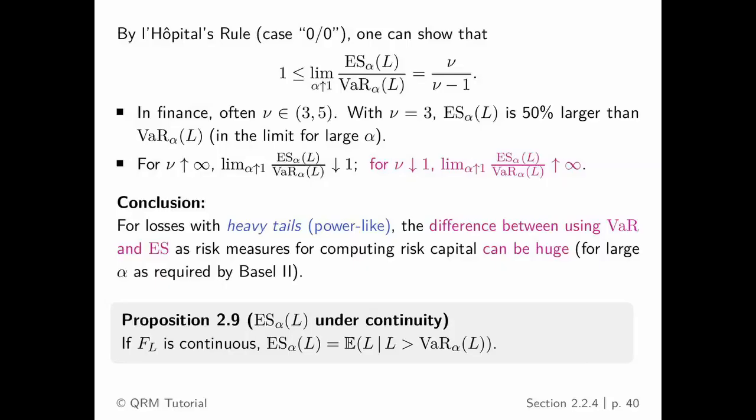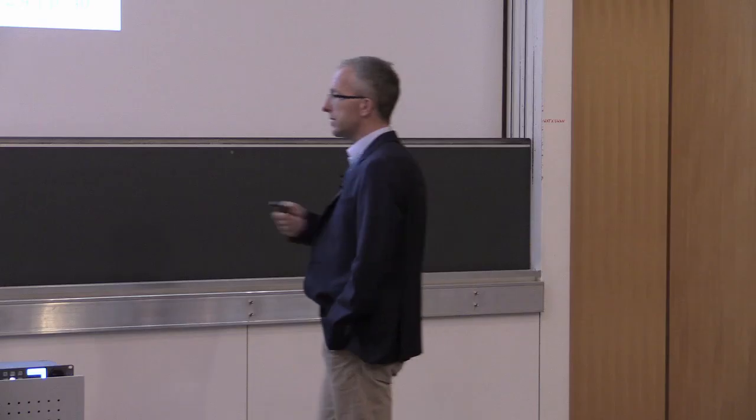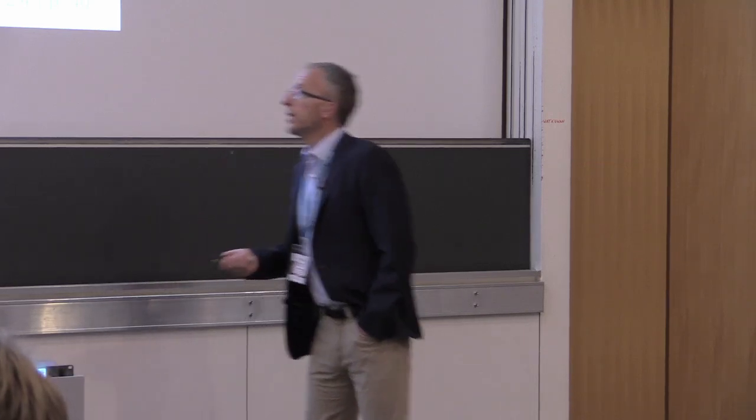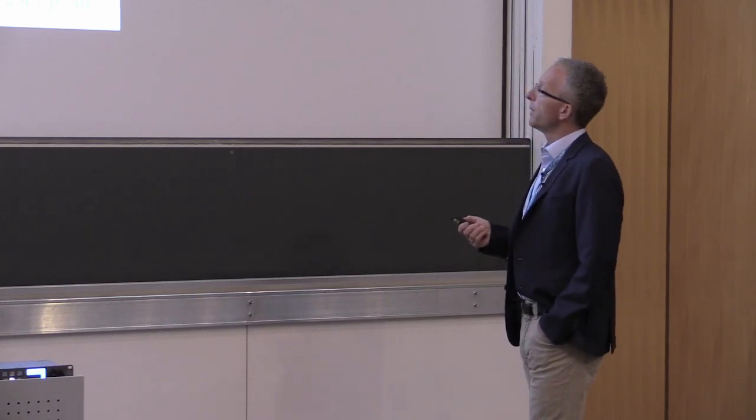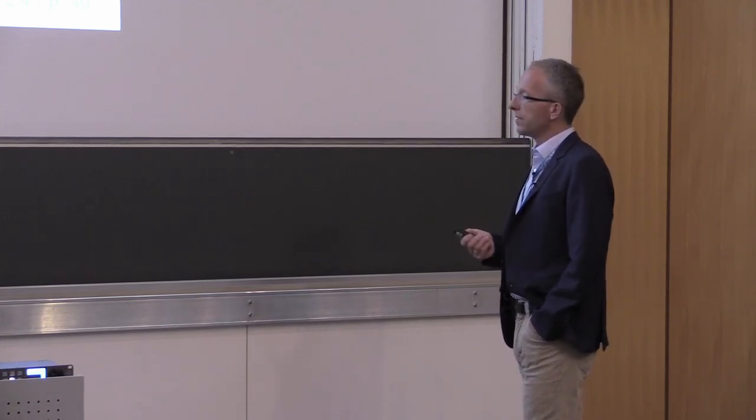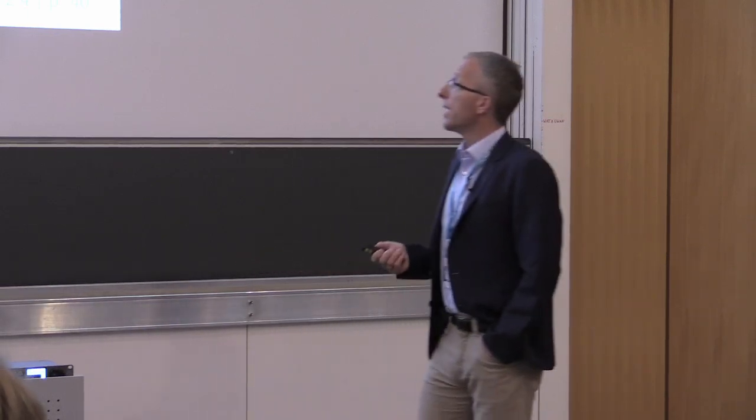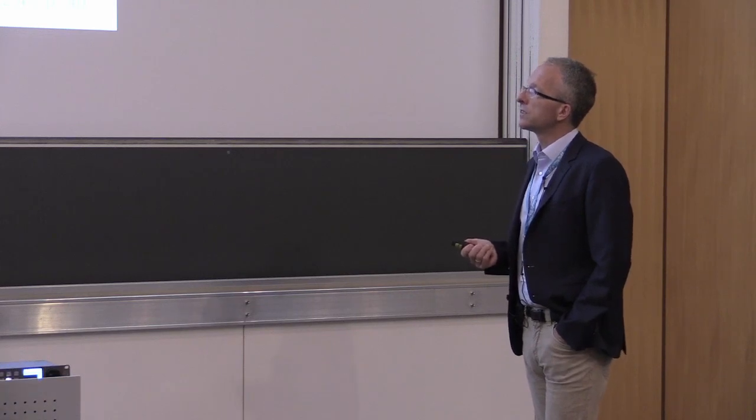This proposition is what I just meant, this alternative interpretation of expected shortfall. If the distribution function is continuous, the expected shortfall can be rewritten as the expected loss, given that the loss is bigger than the value at risk. One easy way to see this is via this substitution, which I've just shown you. A more general proof can be found in the book. Now, of course, this explains the name expected shortfall. It's sort of the expected loss, given that you have a shortfall, so given that your loss is bigger than value at risk.